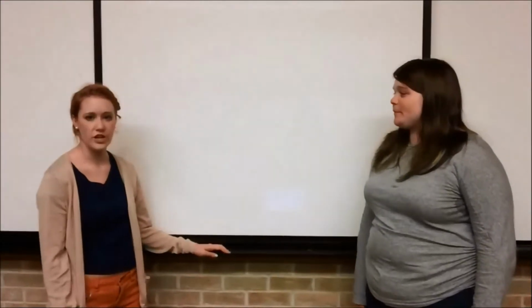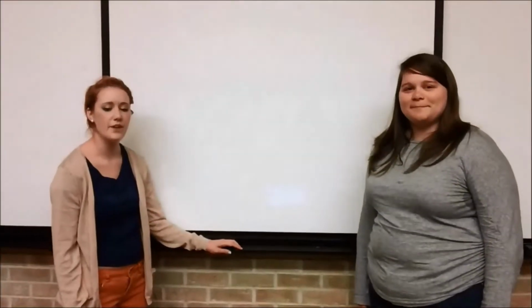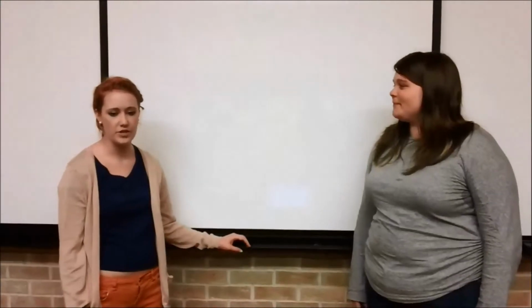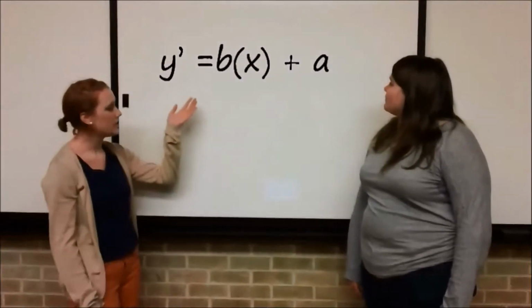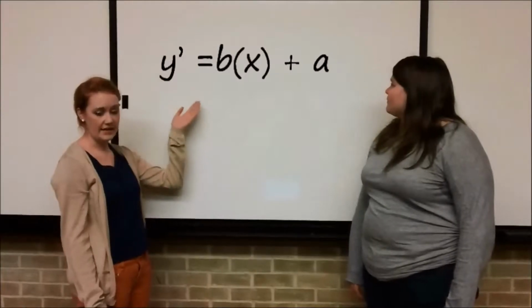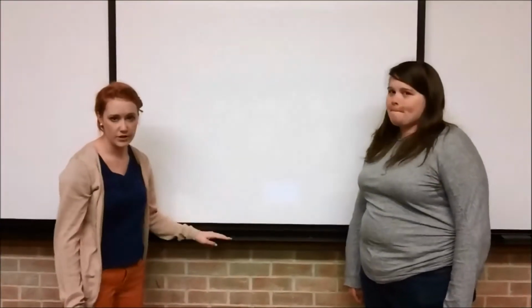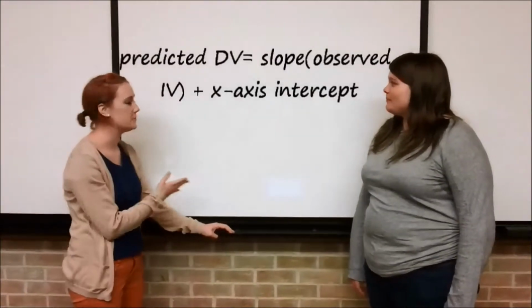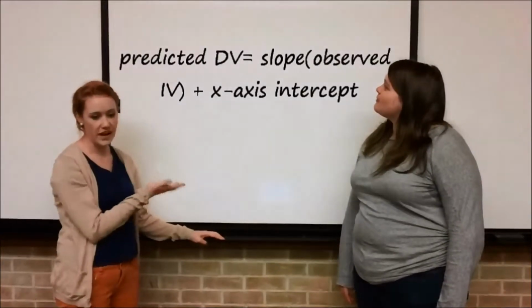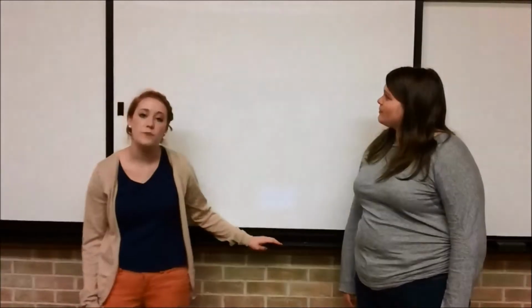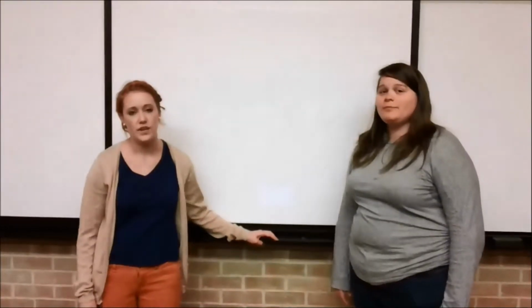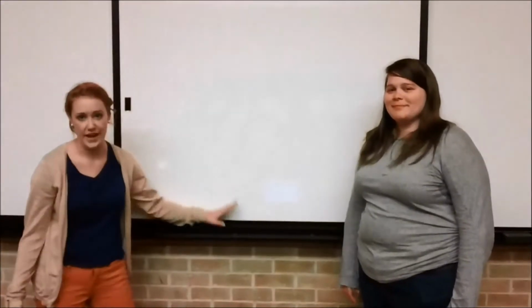Ordinary least squares regression, or OLS, is a method for estimating the unknown parameters of a linear regression model. It minimizes the difference between the slope of y and y prime. The equation is y prime equals b multiplied by x plus a. In other words, the predicted DV equals the slope times observed IV plus x-axis intercept. The confidence interval must be reported, and this shows how sure we are that our line reflects reality.